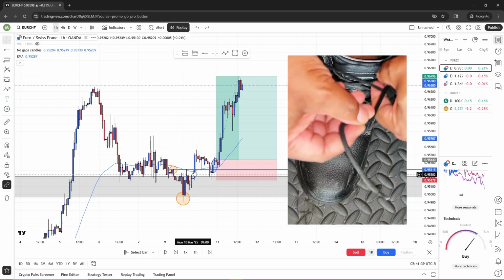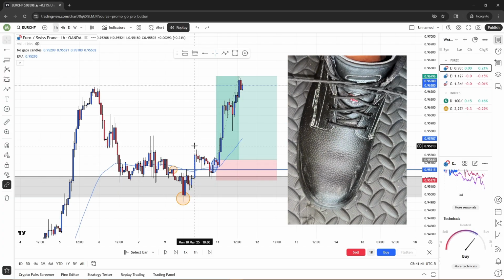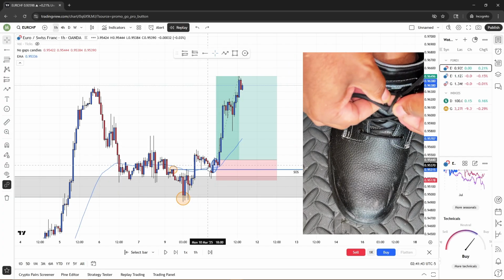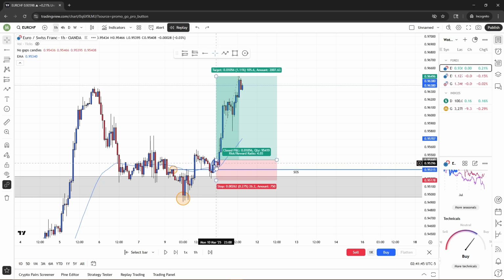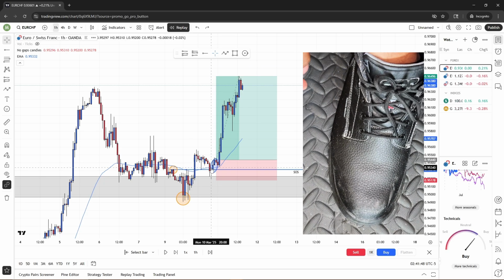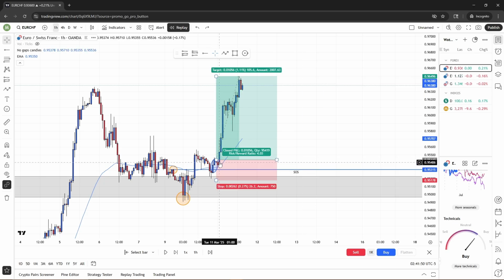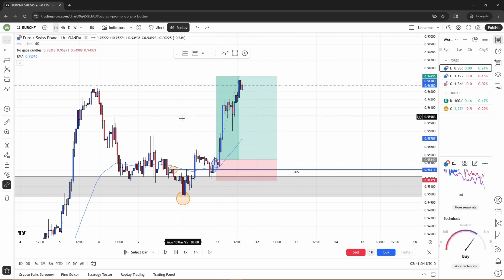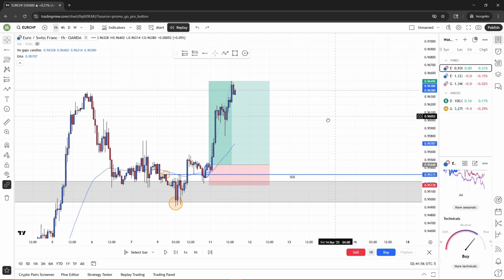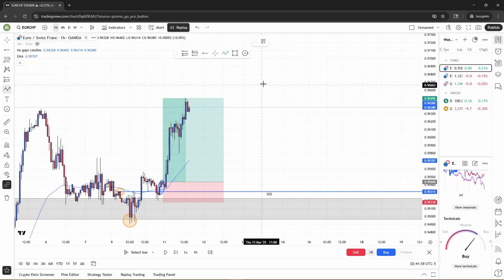So this is the strings crossing. The pullback are the two loops, and then these two bullish candles is the knot. Now that I have the knot, I can go on my 10-mile run now, right? And you see how price went on a run. So that's the shoestring theory, right?